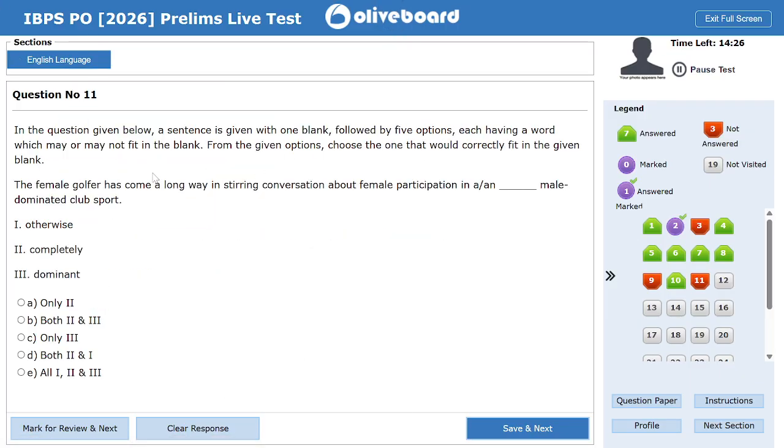Choose the one that correctly fits. The female golfer has come a long way in stating commercially about female participation in a or an completely male-dominated club sport. In a completely male-dominated.